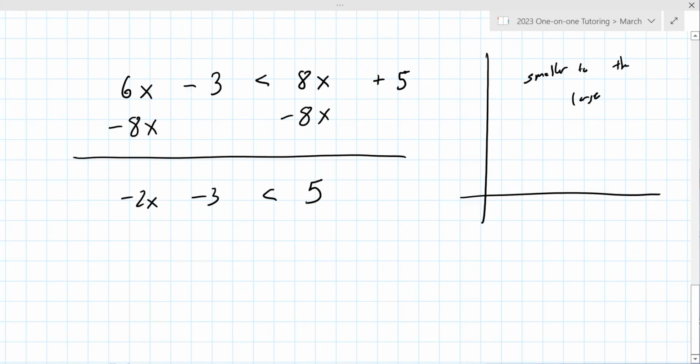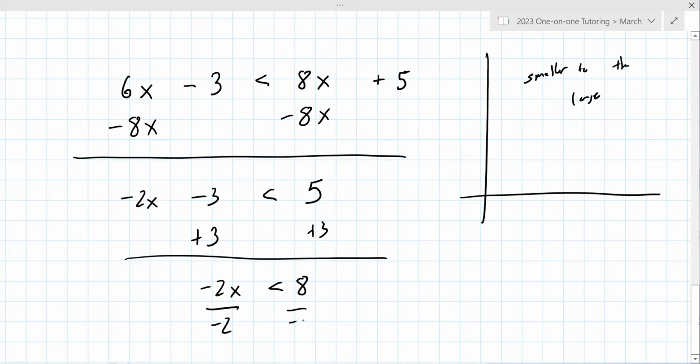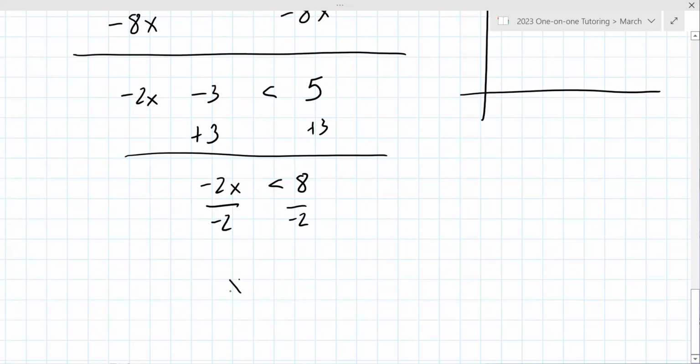What's the next step to solve this one here? Add 3 to both sides. Add 3 to both sides, yeah. So now this becomes negative 2x less than 8. What will you divide both sides by? Negative 2, the number in front of x. Yeah, negative 2, good. That flips the inequality, and it becomes x greater than negative 4.